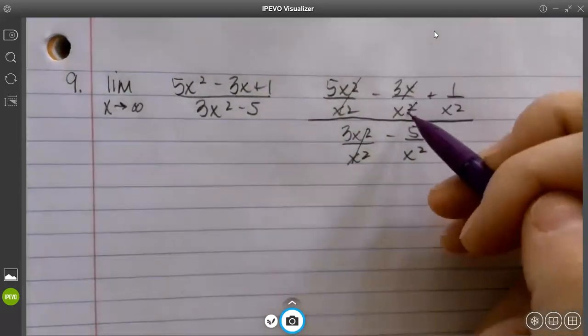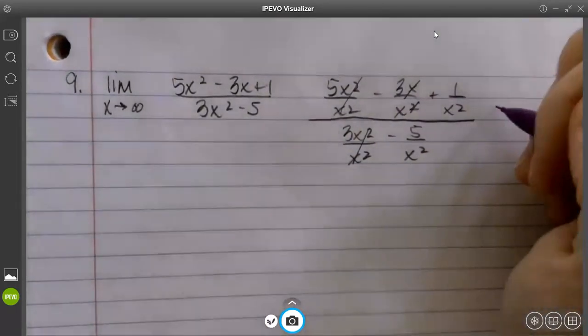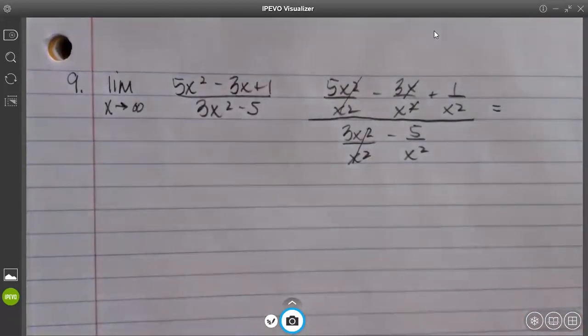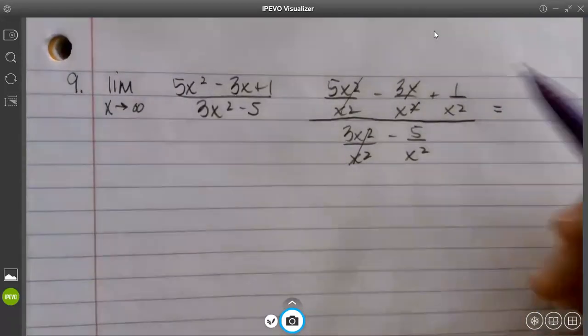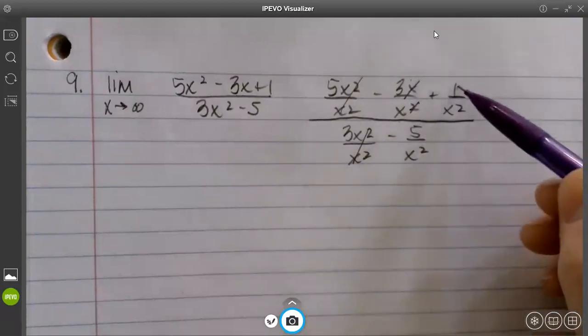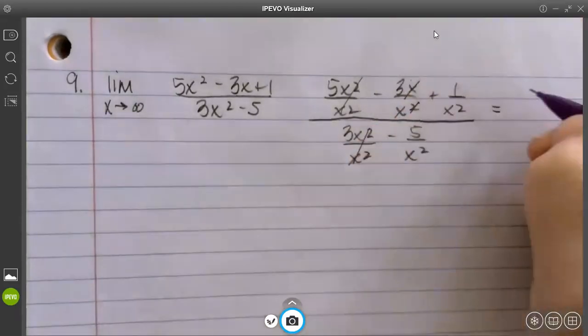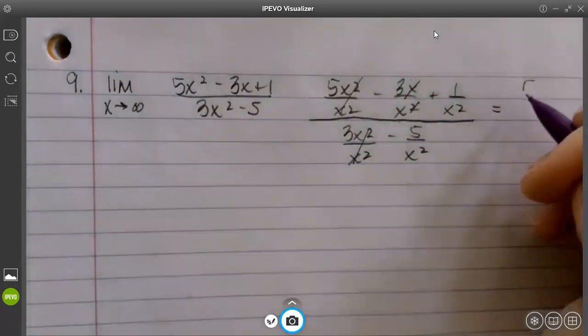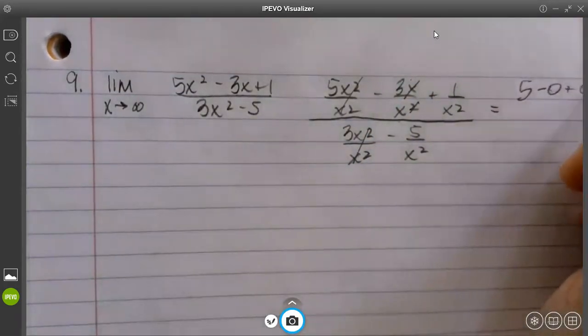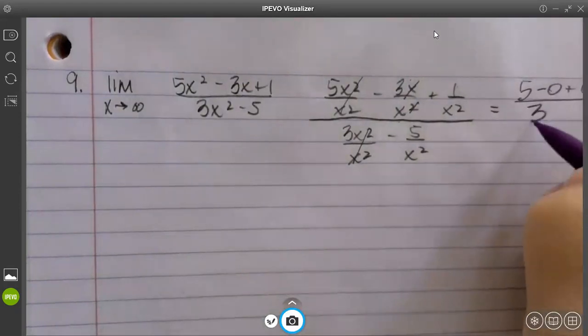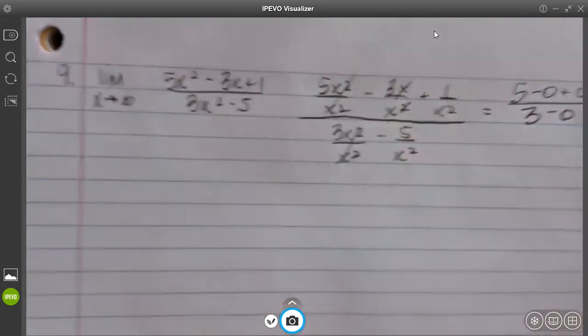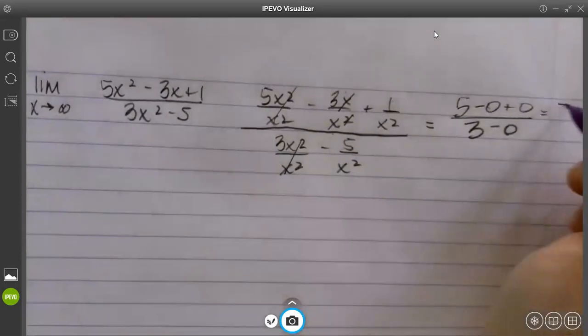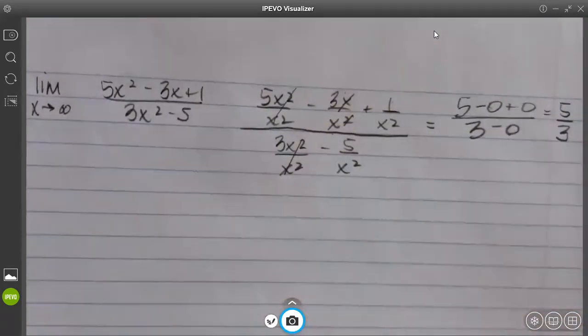This will turn into just 3 over x. When you take the limit as it approaches infinity, anything like 1 over x, 3 over x, 1 over x squared, they all go to 0. So you have 5 minus 0 plus 0 over 3 minus 0, or 5/3.